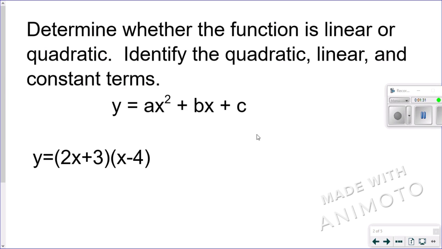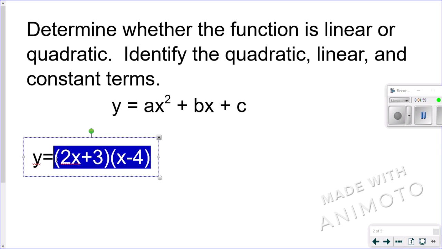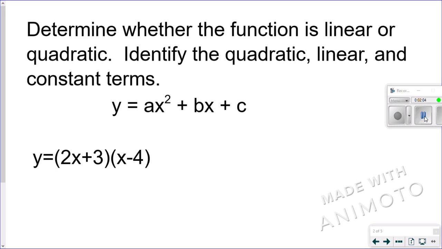Okay, determine whether the function is linear or quadratic, and then identify the quadratic, linear, and constant terms. So what you have to do, here's our quadratic standard form, our quadratic equation. We're given y equals 2x plus 3 times x minus 4. Just by looking at it, you might say, oh, there's not a quadratic term, there's not an x squared, therefore it's linear. And you would be wrong if you thought that. What you have to do is first simplify the equation that you're given. So this 2x plus 3 times x minus 4, let's first simplify that.